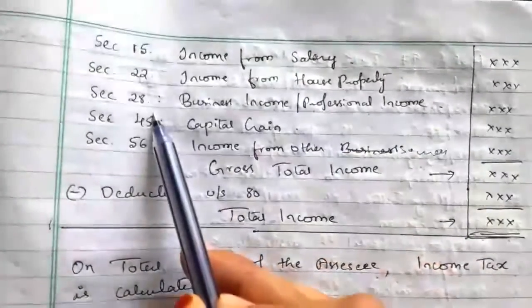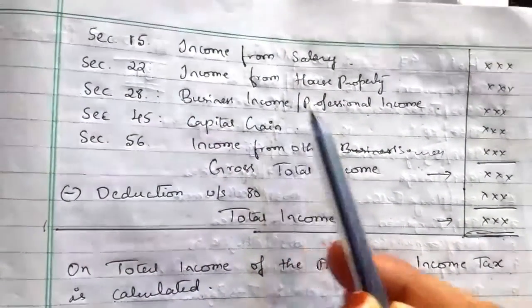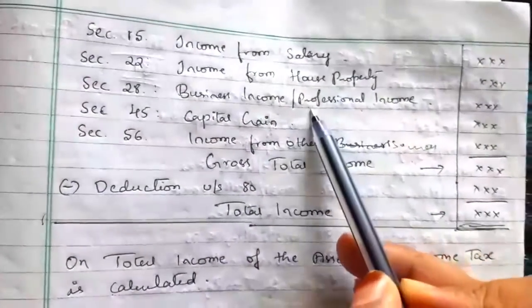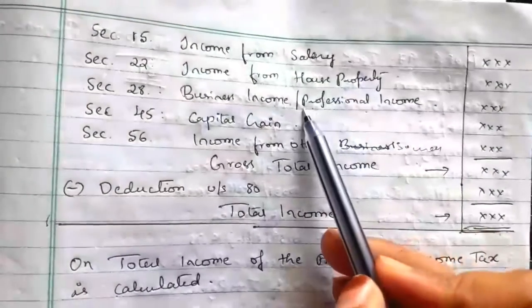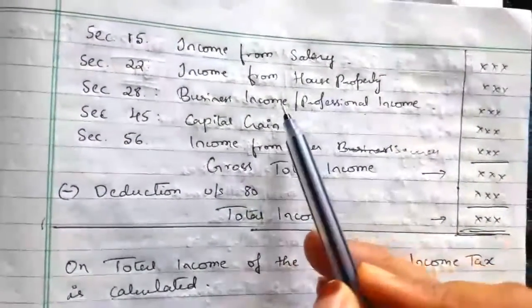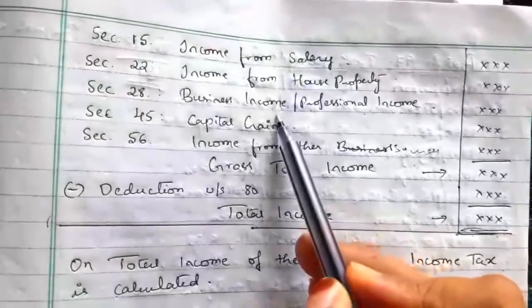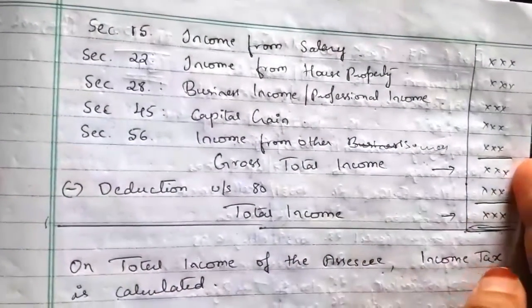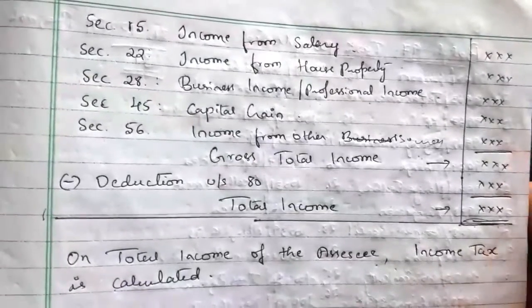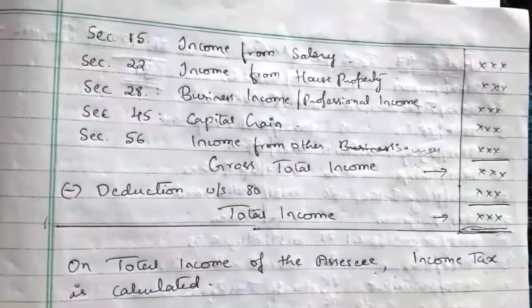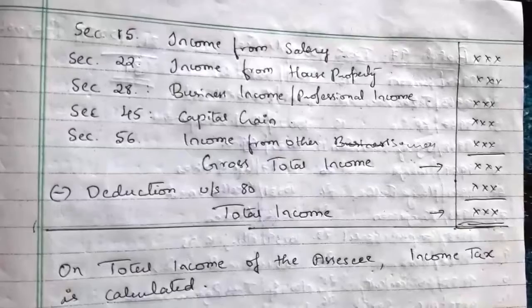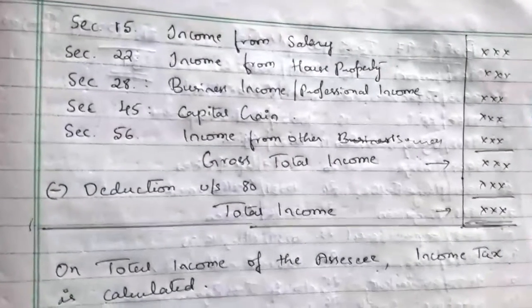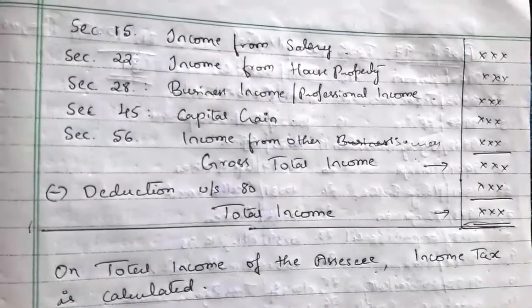As per section 28, if you are doing any business and earning any income from that business, then we have to write the income that we earn from the business under section 28 of the Income Tax Act. So here we should know how to calculate this business income as per the income tax rule, as per section 28. There is a rule for how to calculate this business income.